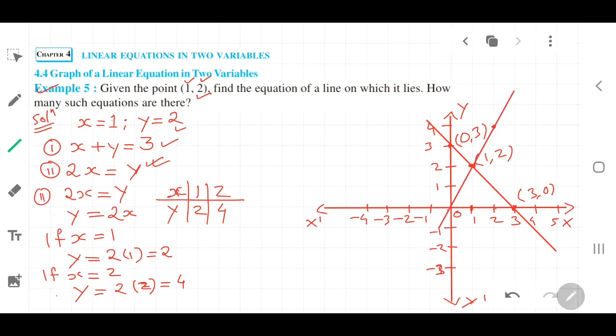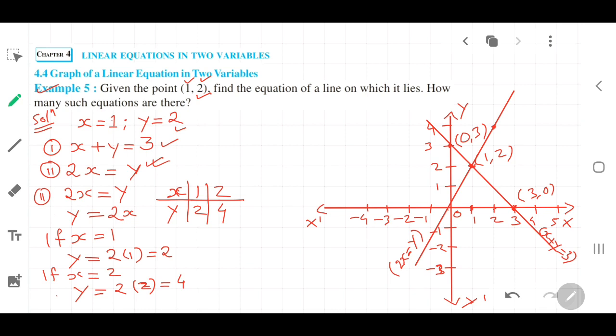Correct? And you will find that this line is joining in this way. That is the new line, and that is of equation number 2. And what is the equation here? Number 2, that is twice x is equal to y. This is equation number 2. And the first equation was what? x plus y equal to 3. So here we can write x plus y equal to 3.